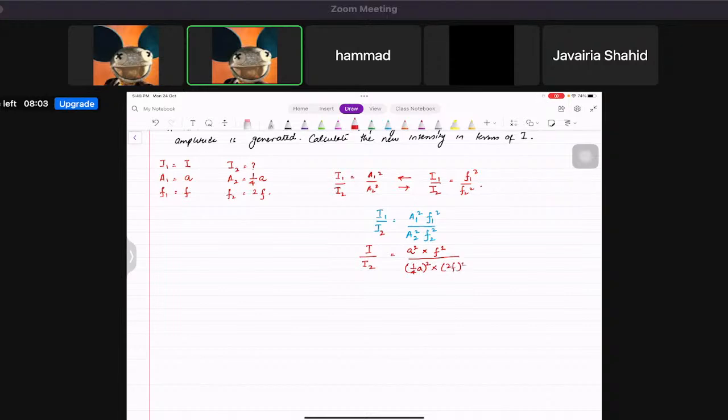Now let's solve this up. So I over I2 is equal to A square times F square, divided by A square over 16 times 4 times F square. So if you look at it, it will just cancel out. But because of the 4, it will go up because it's double dividing. So then the new intensity I2 will be equal to I over 4, and that's the answer we're looking for.